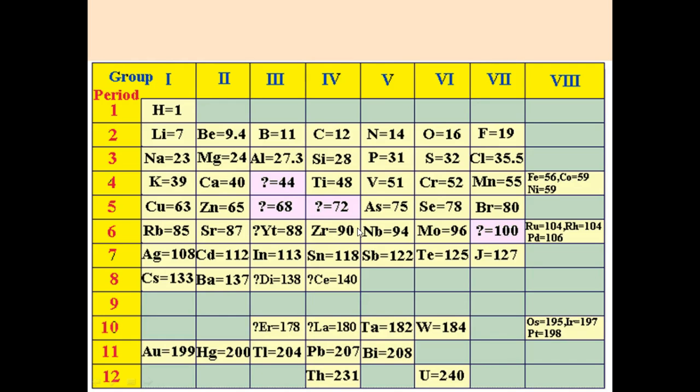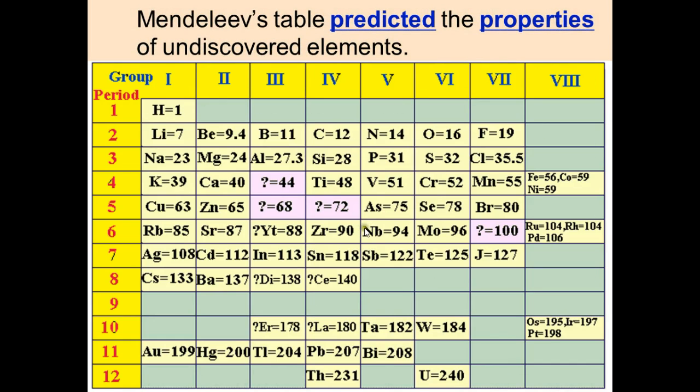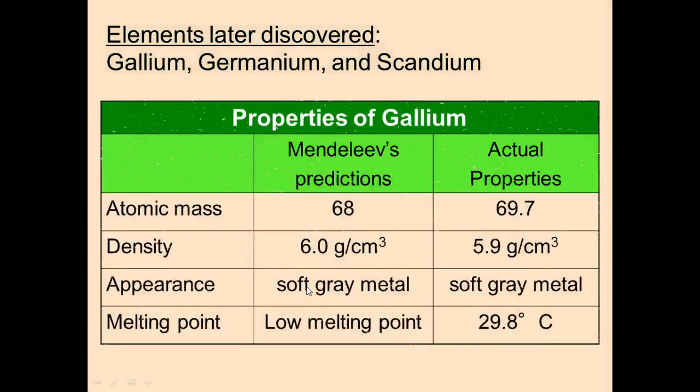The cool part about his trick was that he could predict properties of undiscovered elements based just on the organization of this chart. In fact, he predicted the properties of gallium, and they seemed very accurate. So let's go through this chart.